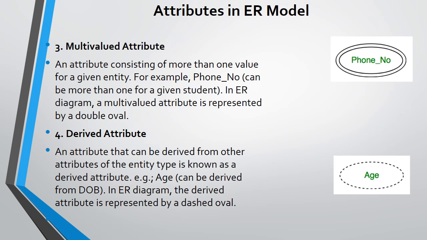Next one is derived attributes. A derived attribute is one whose value is dynamic and derived from other attributes. It is represented by a dashed oval in the ER diagram. For example, a person's age is a derived attribute, as it changes over time and can be derived from another attribute, date of birth.